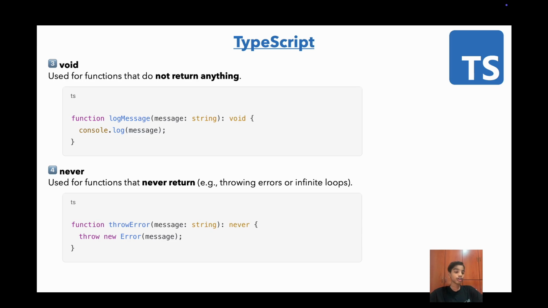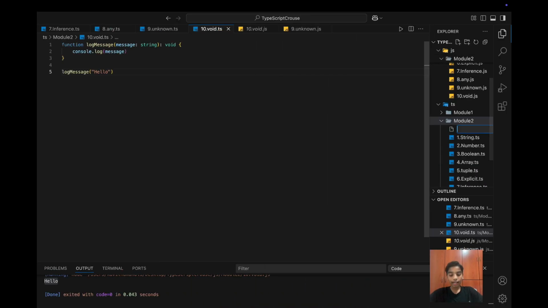So throw new Error message. It's not returning anything, but that doesn't mean that we should use void. We should use never, because we're throwing an error. We'll create 11.never.ts.